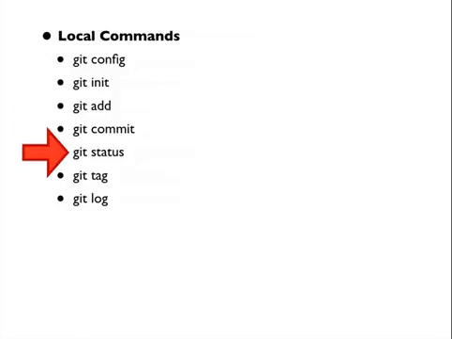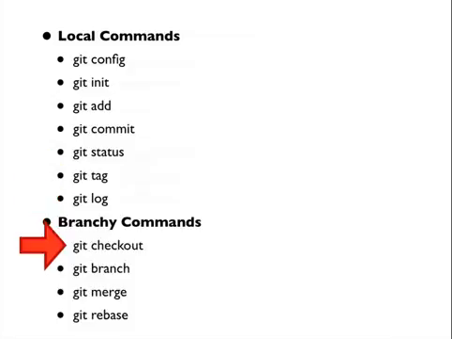Git status will show us which files we have modified and staged in a working directory. Git tag will add a new tag object. Git log will show us our commit history in several different ways. Git checkout will switch our branch that we have and make our working directory look like it. Git branch will create a new branch or show us which branches we have.